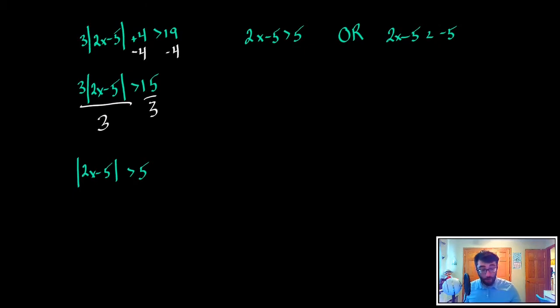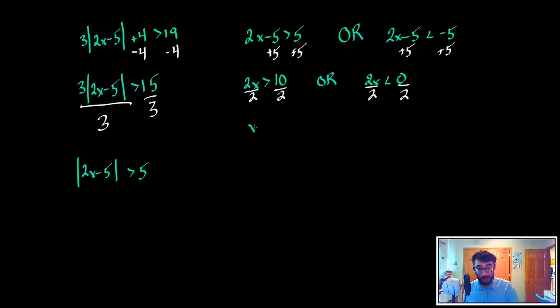Now we move on to our next step, which is to solve each of these. I would add 5 to each side, and I'm going to do both inequalities at the same time, though you can do it separately if you want. So 2x is greater than 10, or 2x is less than 0. Then one last step: we divide each side by 2. That gets us x is greater than 5 or x is less than 0. So that is our solution as an inequality.